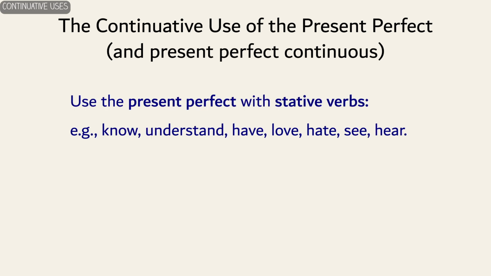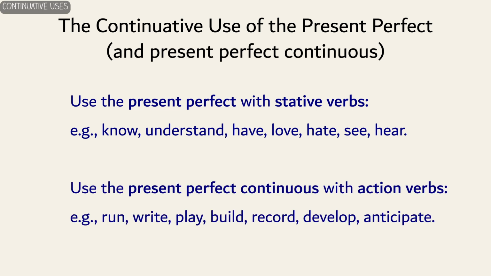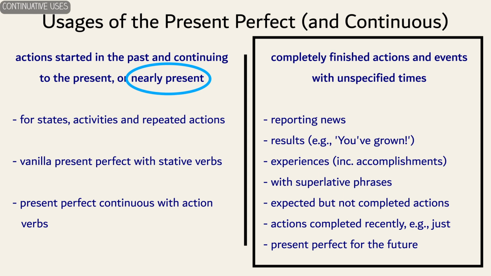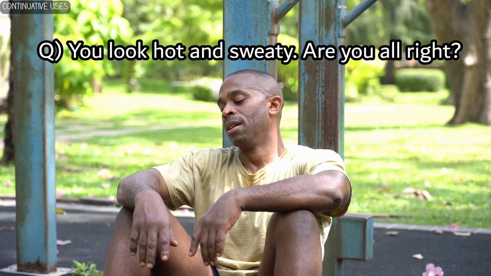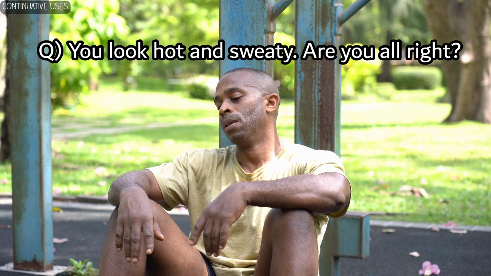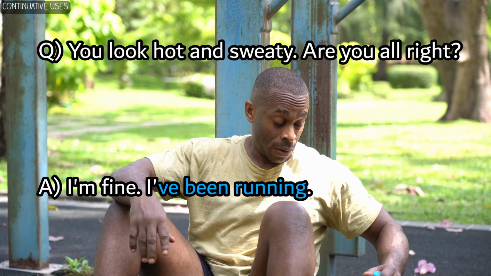Remember, for this kind of usage of the present perfect and the present perfect continuous, we use the vanilla present perfect with stative verbs, i.e. the verbs relating to states of being and senses, like know, love and hear, and the present perfect continuous with dynamic or action verbs. It's also used for continuous actions that happened until very recently. For example, if someone looks hot and sweaty, you might say to them, you look hot and sweaty, are you all right? And they could answer, I'm fine, I've been running. And it's understood that they aren't running now, but they were running until very recently.